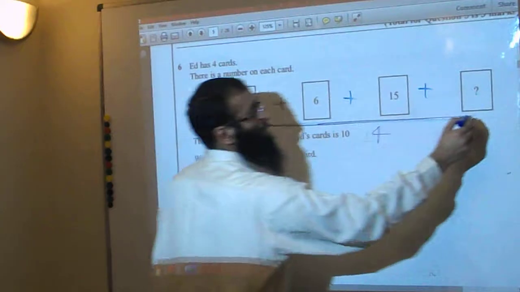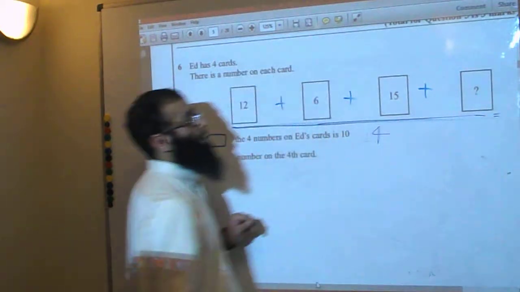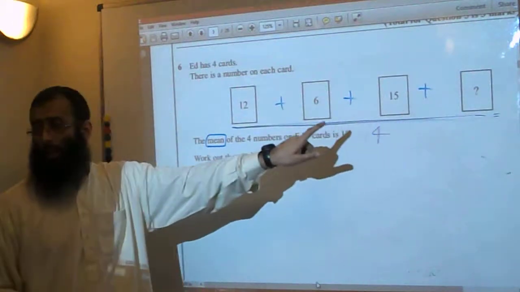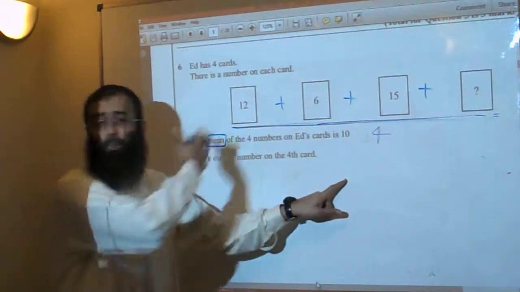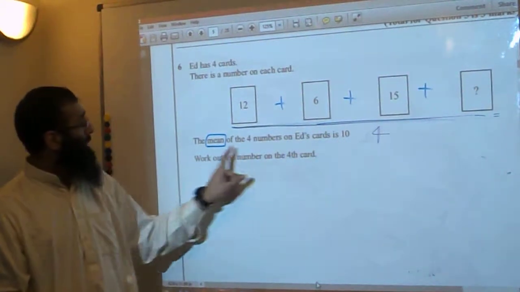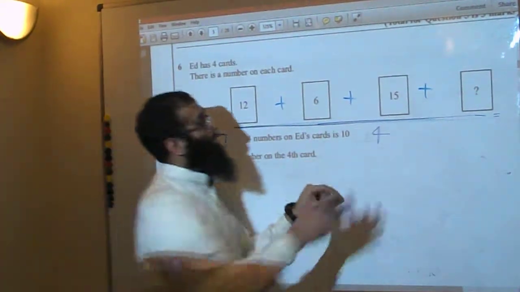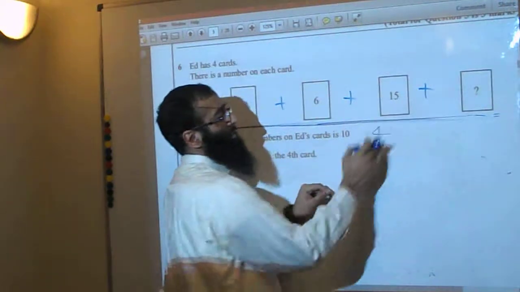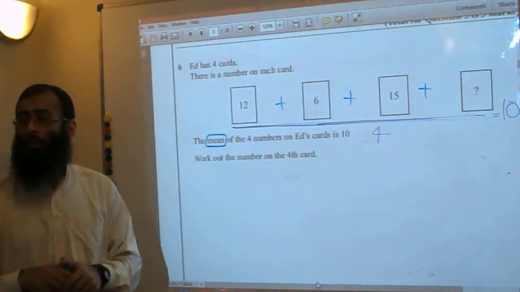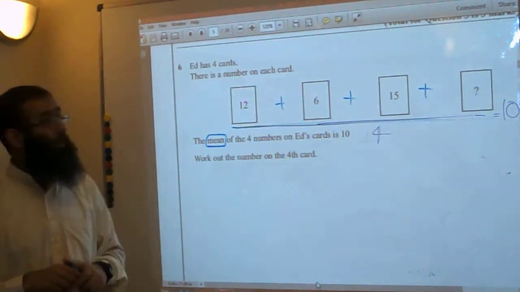Right, and so we know when we add up these 4 numbers and divide it by 4, because that's what the mean is, add them up and divide by how many they are, that the answer should be 10. Because the mean is 10. So this plus this plus this plus this divided by 4 is equal to 10. Okay, so we've done that.